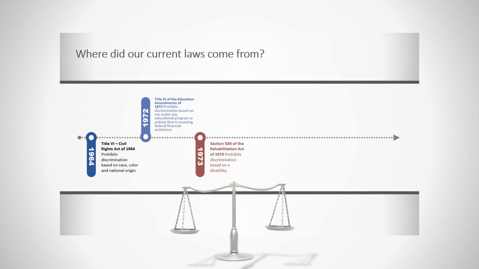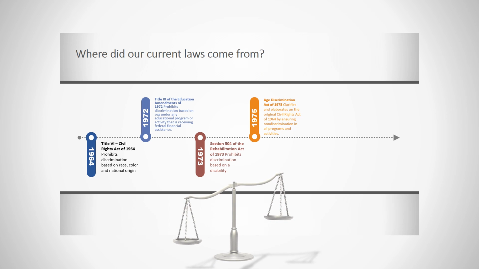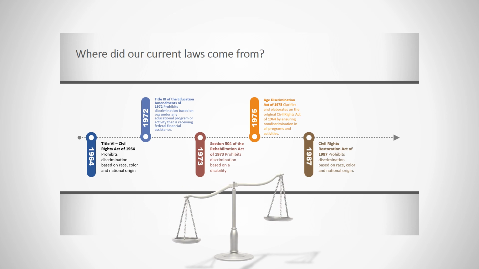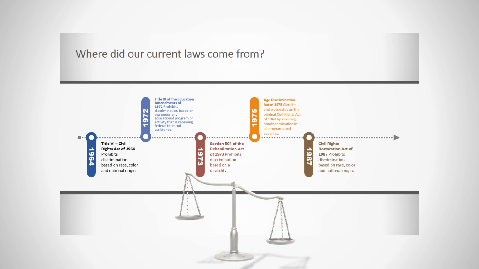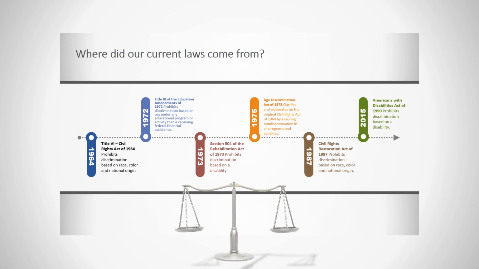In 1973, Section 504 of the Rehabilitation Act of 1973 prohibits discrimination based on a disability. In 1975, the Age Discrimination Act of 1975 clarifies and elaborates on the original Civil Rights Act of 1964 by ensuring non-discrimination in all programs and activities. In 1987, the Civil Rights Restoration Act of 1987 prohibits discrimination based on race, color, and national origin. And in 2015, Americans with Disabilities Act of 1990 prohibits discrimination based on a disability.